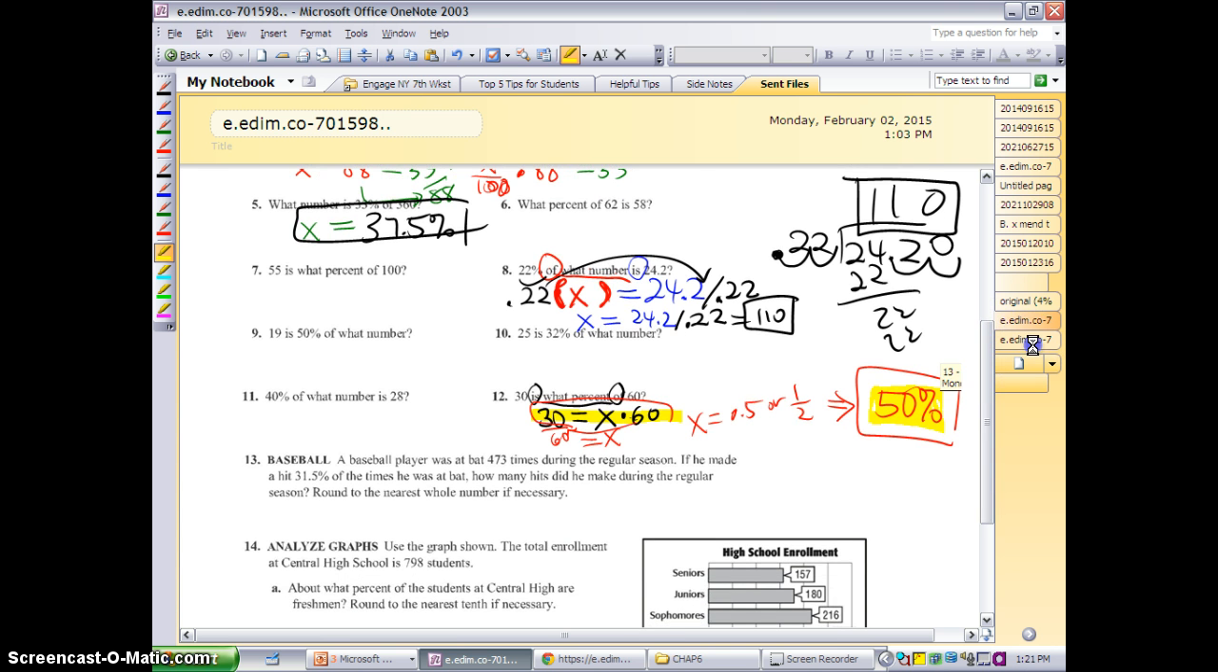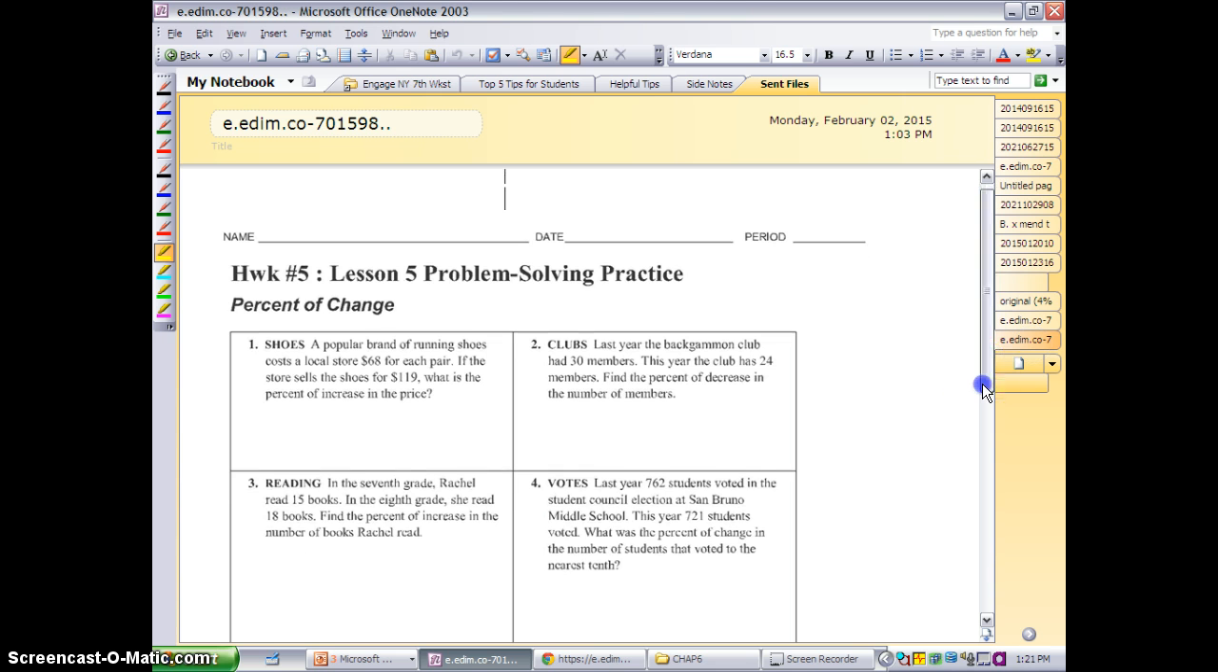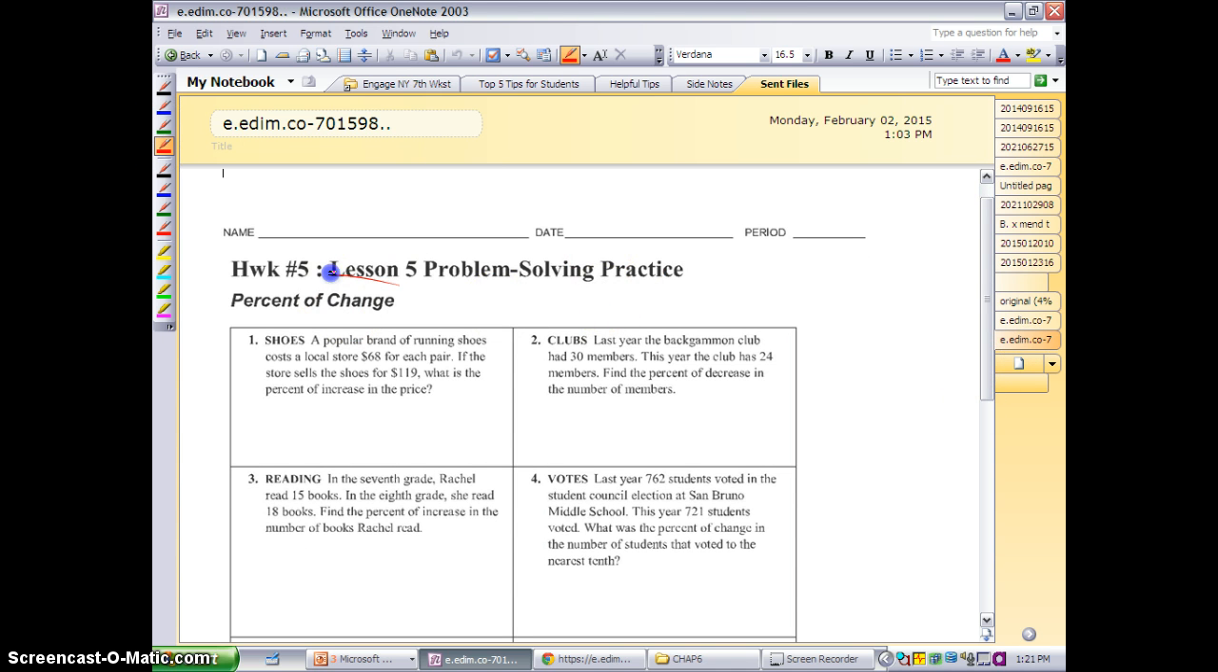Okay? Let's look at the back of our worksheet really quick. This is a review from last week. We're looking at the percent that something is changing. So let's just look at number 1. Number 1 is asking us that the cost of the shoe that the store bought was $68, but then they're selling the shoe for $119. So there's a percent they increase the price. So the percent that they increase, we want to use the D over the O. We want to find the difference and divide it by the original price.